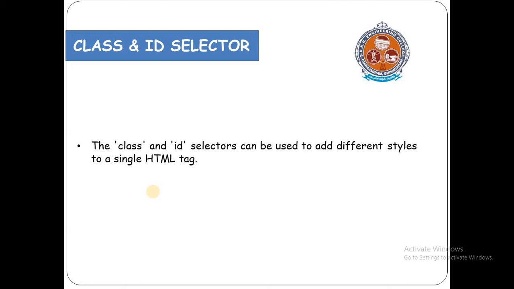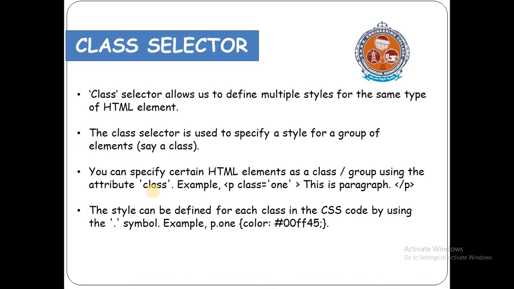As I already told, if there are six h1s, you can apply different styles to each h1. So this is how useful it is. Coming to the class selector, class and ID selectors are similar; you will see just simple differences. Class selectors allow us to define multiple styles for the same type of HTML element. We already saw this: the class selector allows us to define multiple styles for the same type of HTML element.